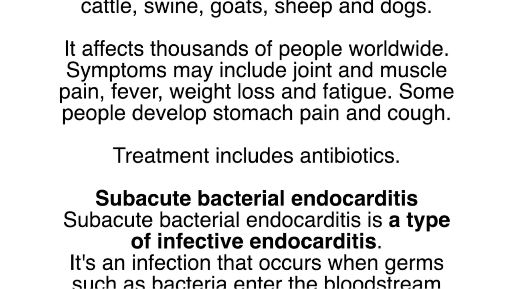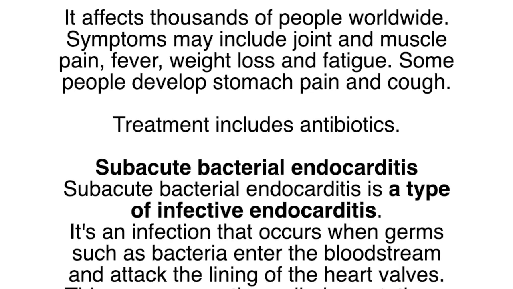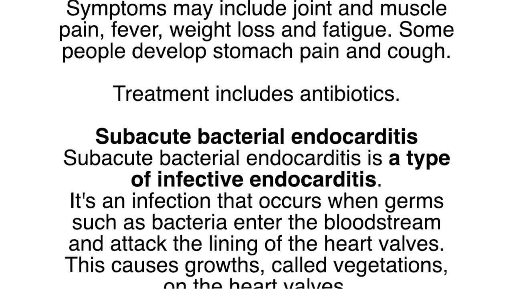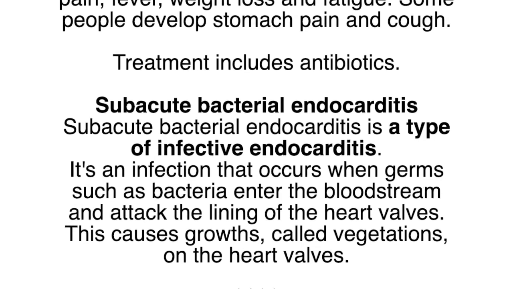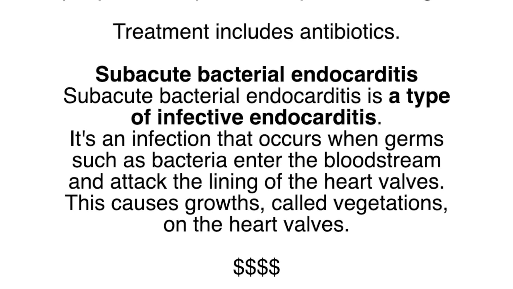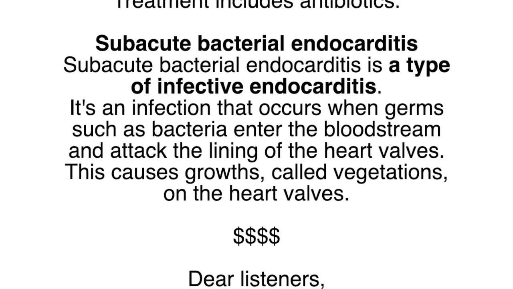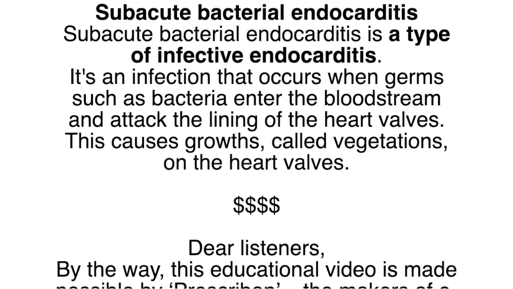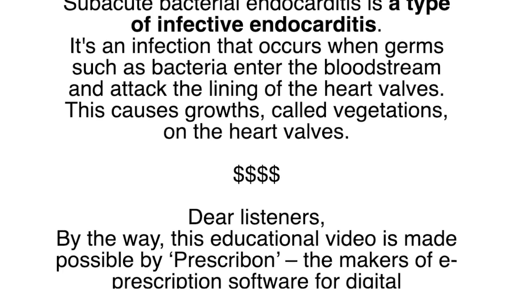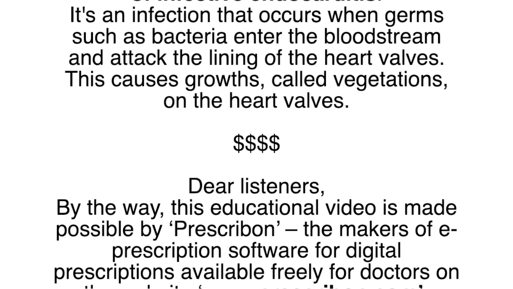Subacute bacterial endocarditis. Subacute bacterial endocarditis is a type of infective endocarditis. It's an infection that occurs when germs such as bacteria enter the bloodstream and attack the lining of the heart valves. This causes growths called vegetations on the heart valves.